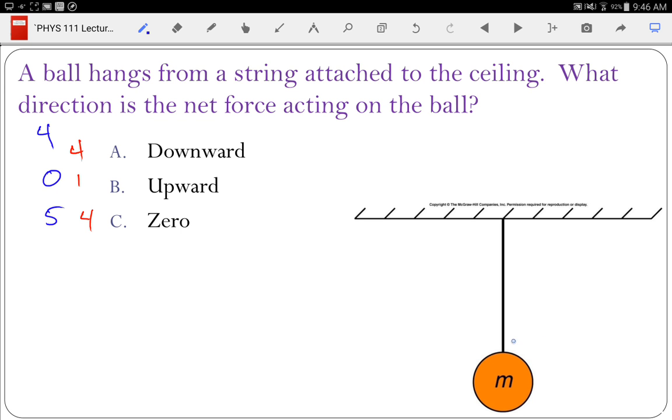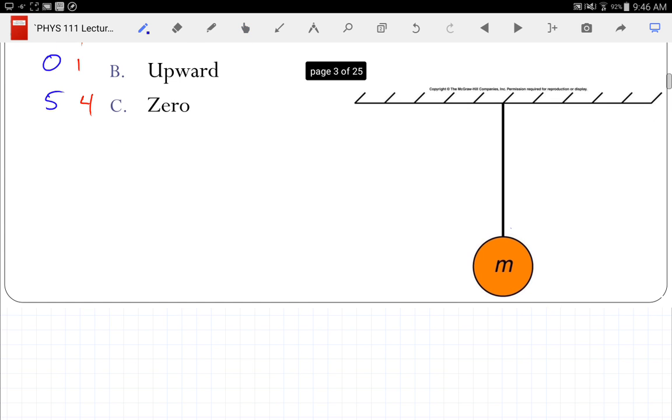That force we call the force of tension. So if I draw the forces on this, I have the force of tension going up and the force of gravity going down. So let's talk a little bit about this tension. It's a new force to you, right? I haven't said tension before.